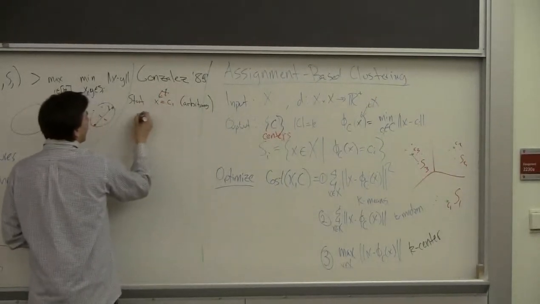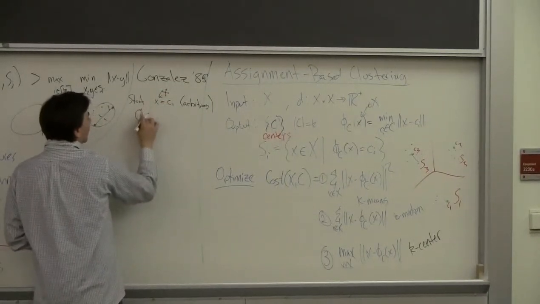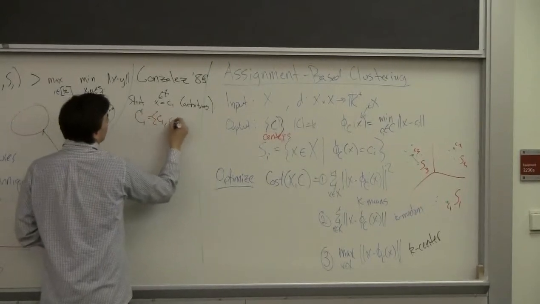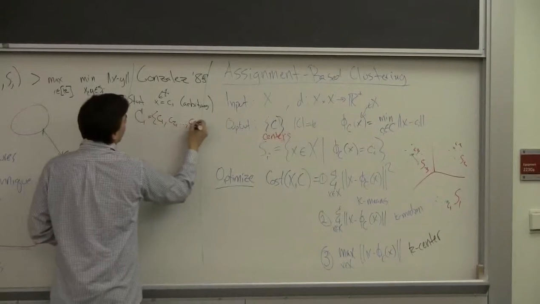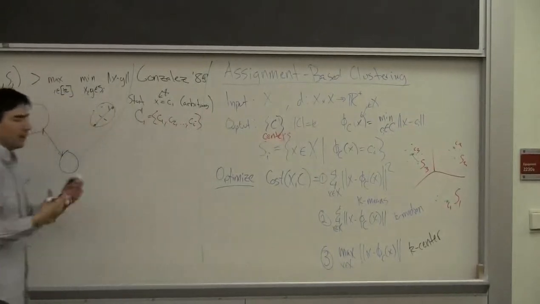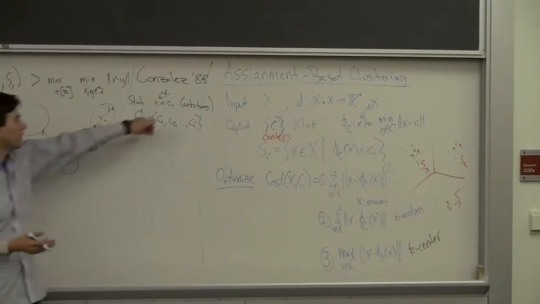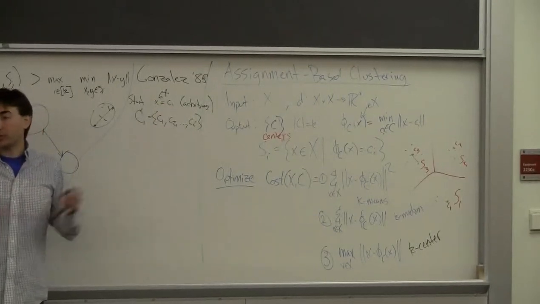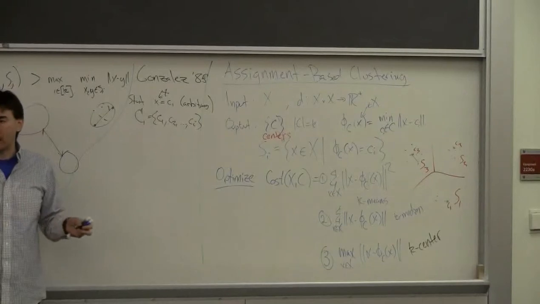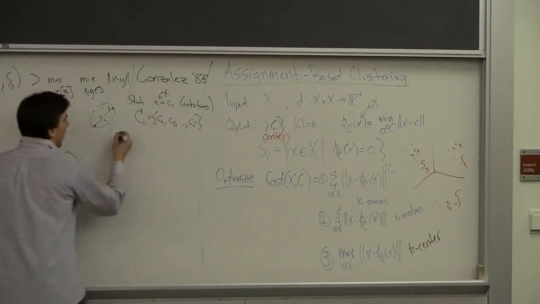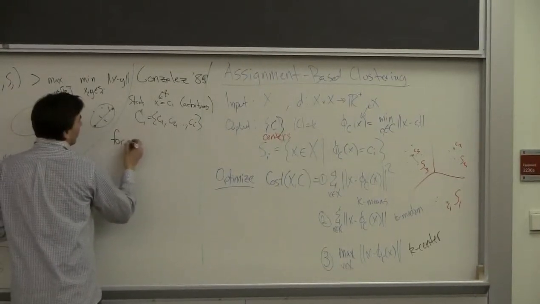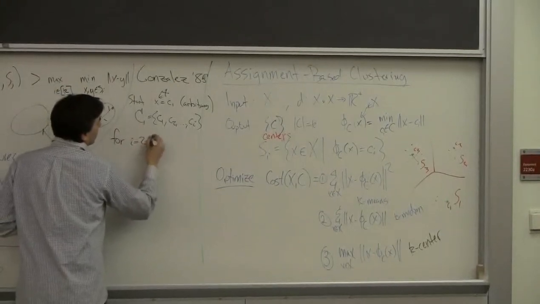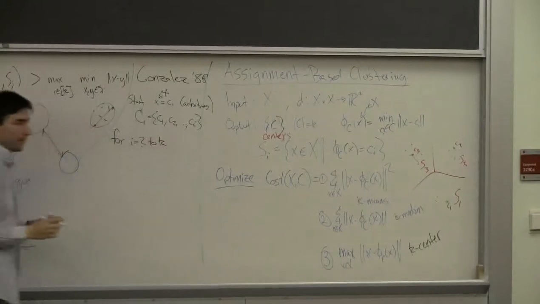And now I'm going to define a set capital C_i, which is going to be C1, C2, all of these centers up to C_i. So I'm going to have a partial set of my centers. So after I've set this one point, I have a set C_i, C1. Right? So now I'm going to have one for loop for i equals 2 to k.